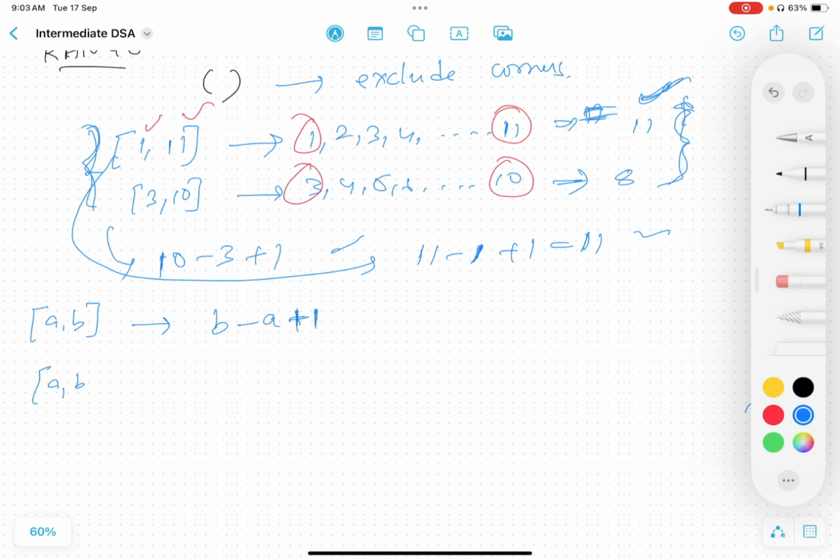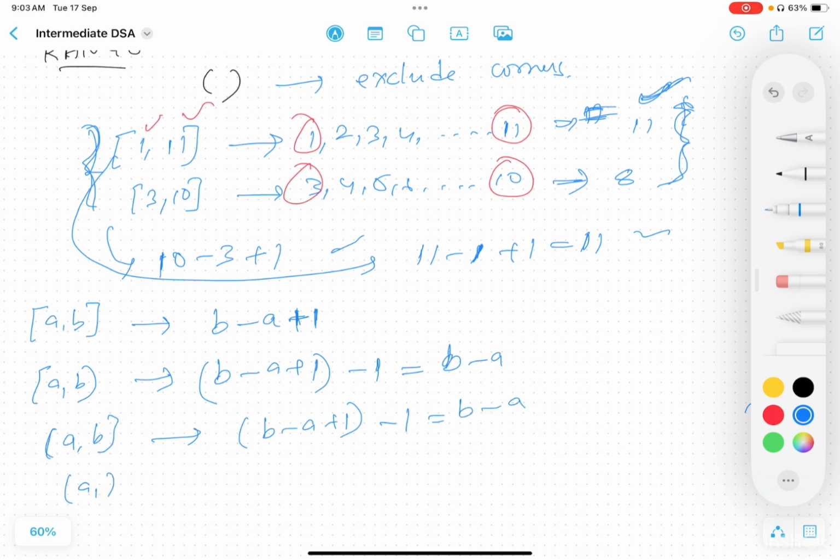This is a generalized formula. But if I include A and exclude B, then you take B minus A plus 1 and remove B specially, so it will be B minus A. Similarly, exclude A, include B would be B minus A plus 1, and you are excluding one number, that is A, so it is always B minus A. And if you want to exclude both A and B, then you take the inclusive count and subtract 1 twice, which is B minus A minus 1. So this is the range I am talking about.